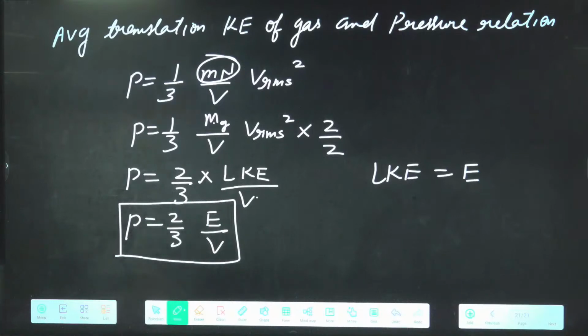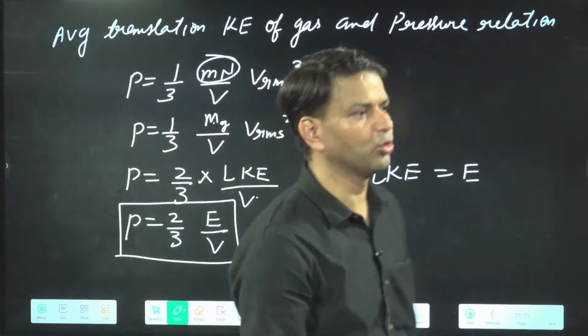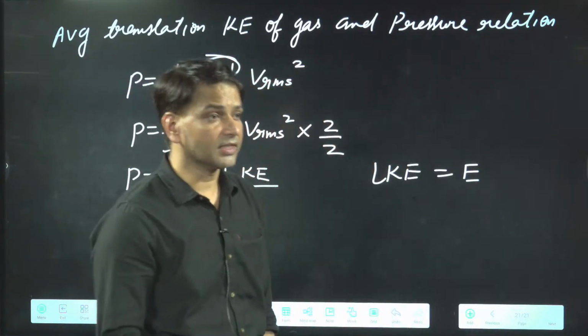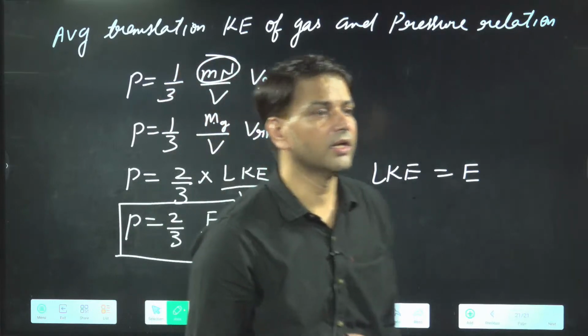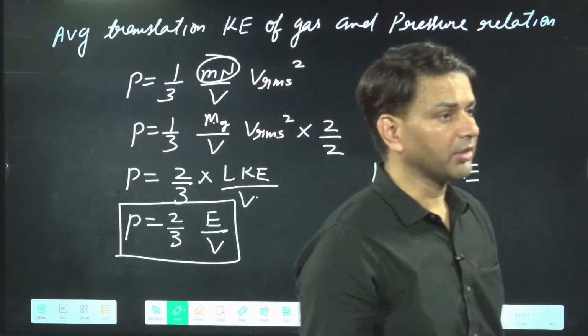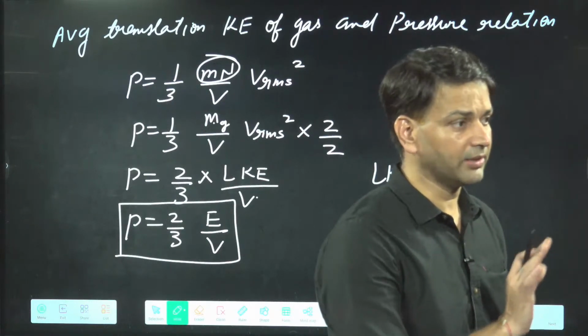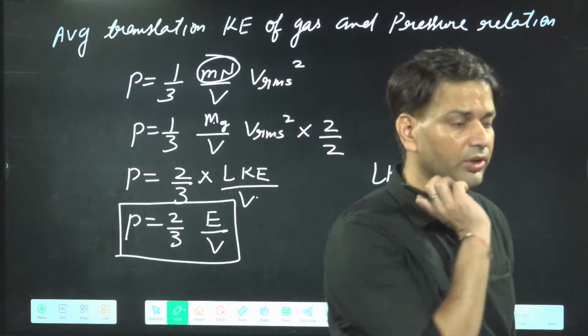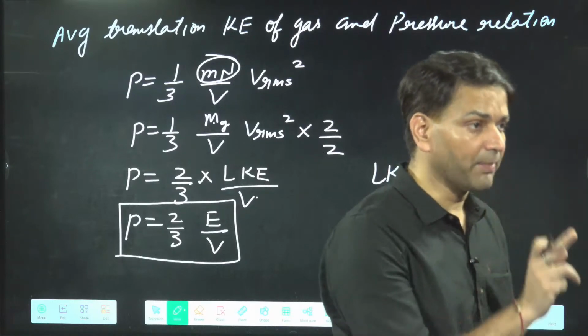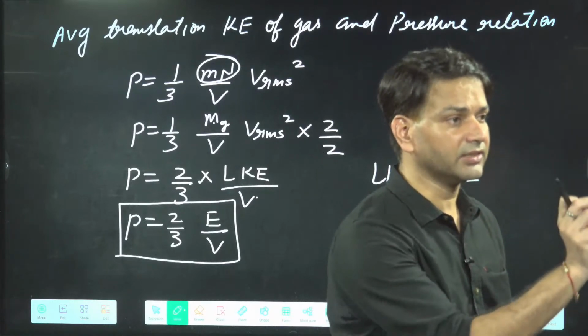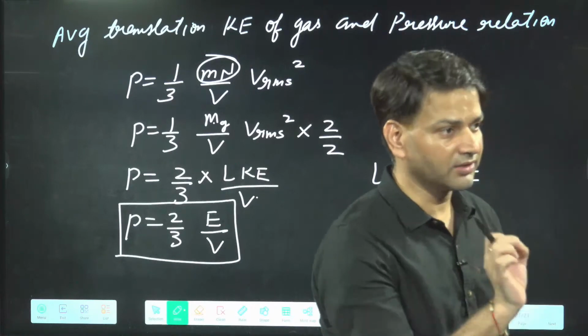Okay, this relation directly you have to remember. P is equal to 2/3 E by V, and the symbol also you have to know. If they are asking what is the relation between the linear kinetic energy and the pressure, we can say P is equal to 2/3 E by V, where V is the volume. And remember that it is the linear kinetic energy. In the NCERT, by the star mark they have written this.